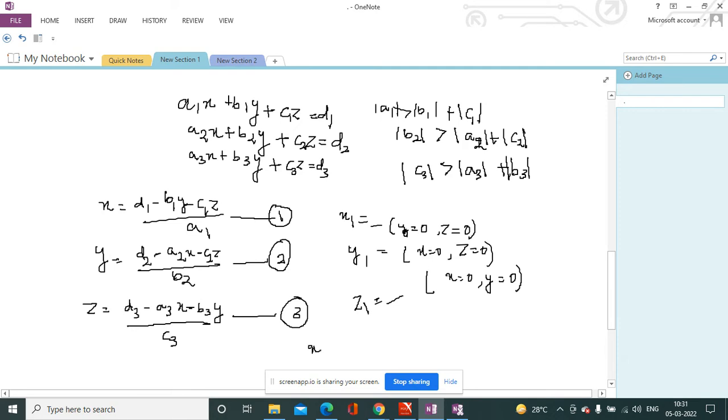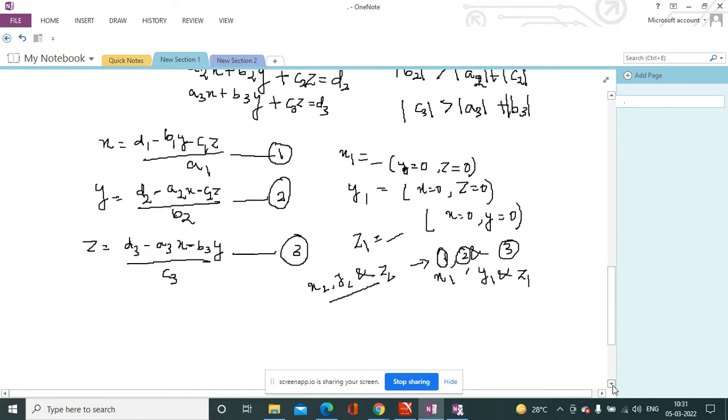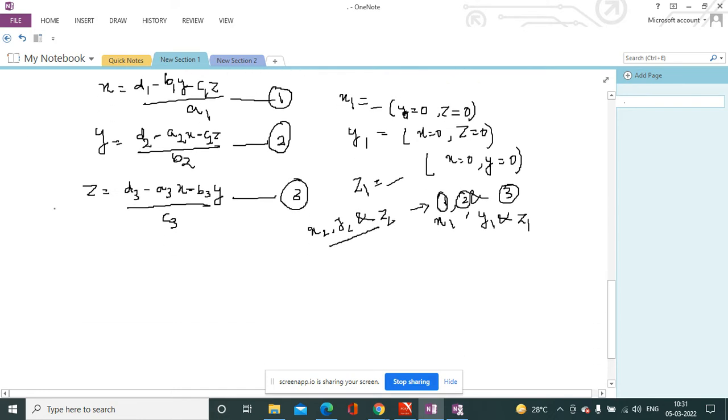Similarly, for x2, y2 and z2, we obtain from equations 1, 2 and 3 by putting the x1, y1 and z1 values as per the requirement for the second iteration. So it has to be done in the Gauss Jacobi method. Now come to Gauss Seidel. In the Seidel method, there is a bit of difference.